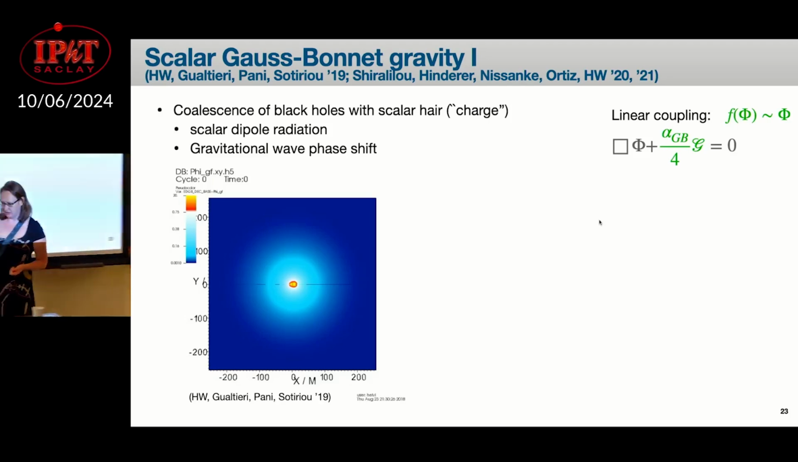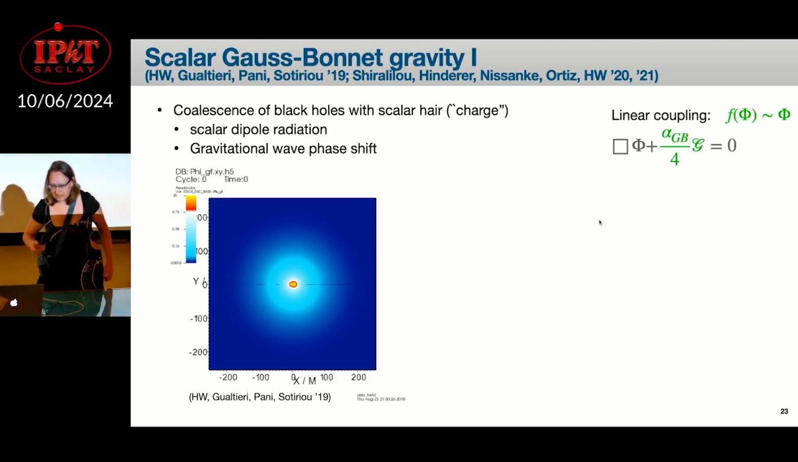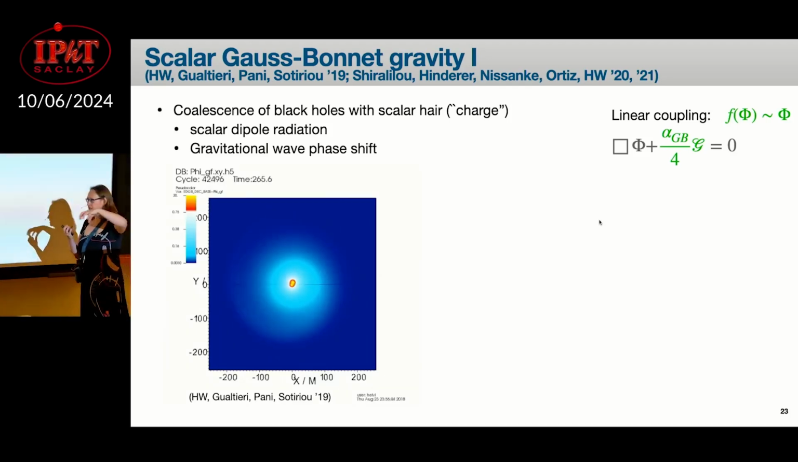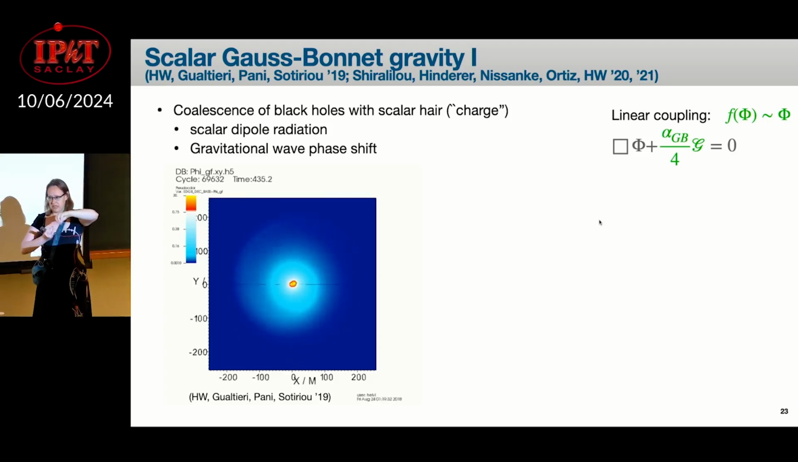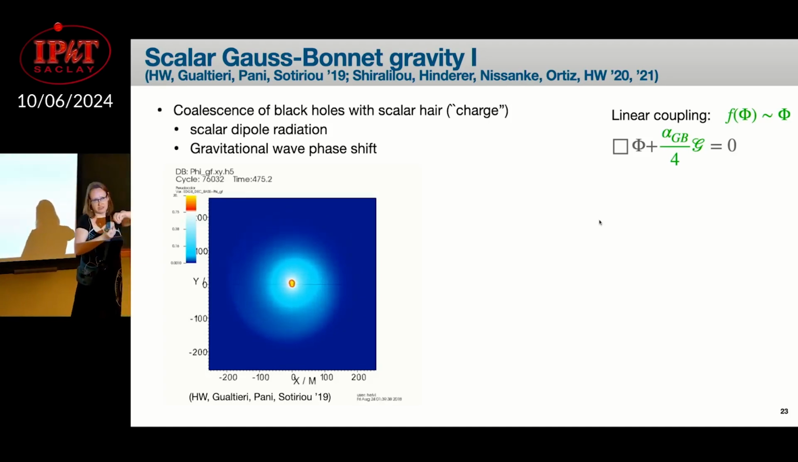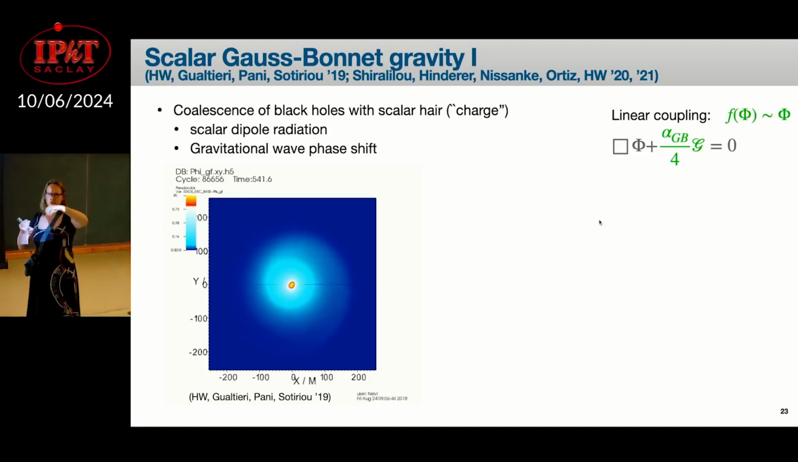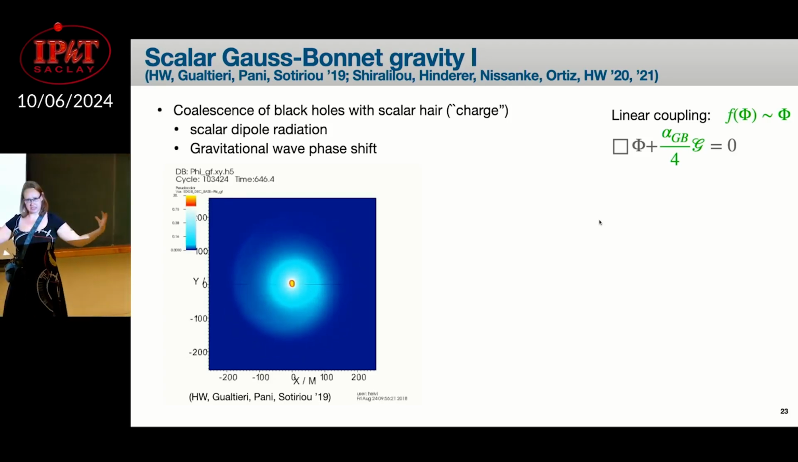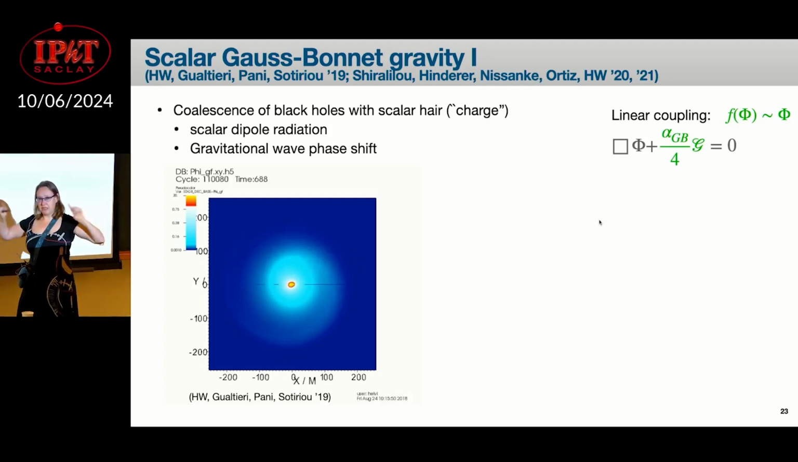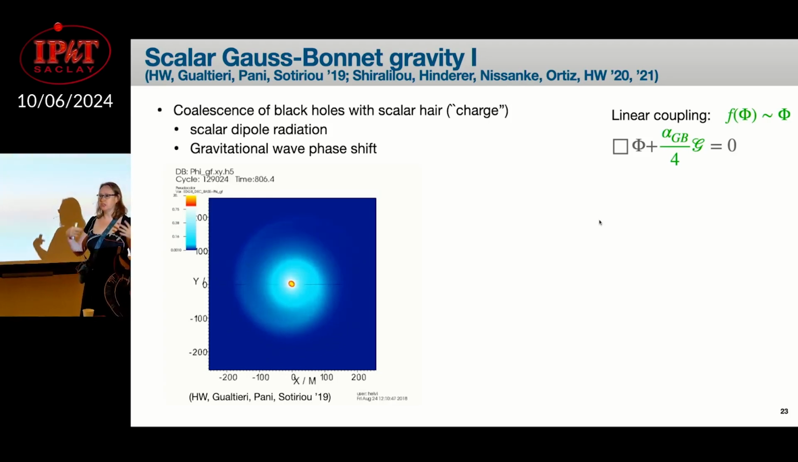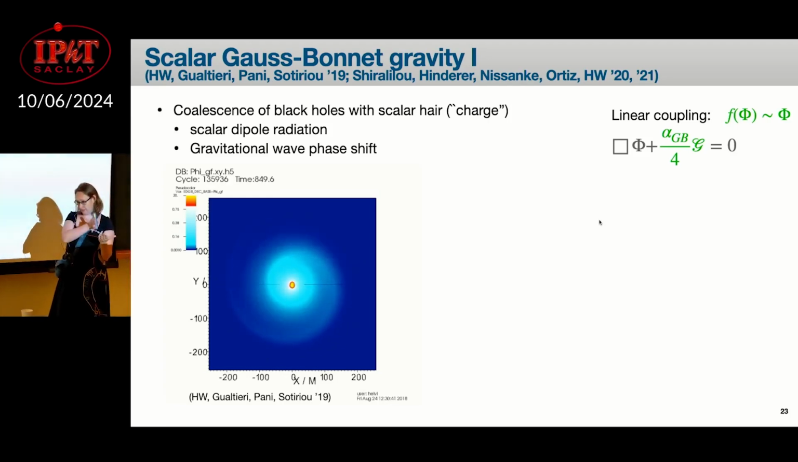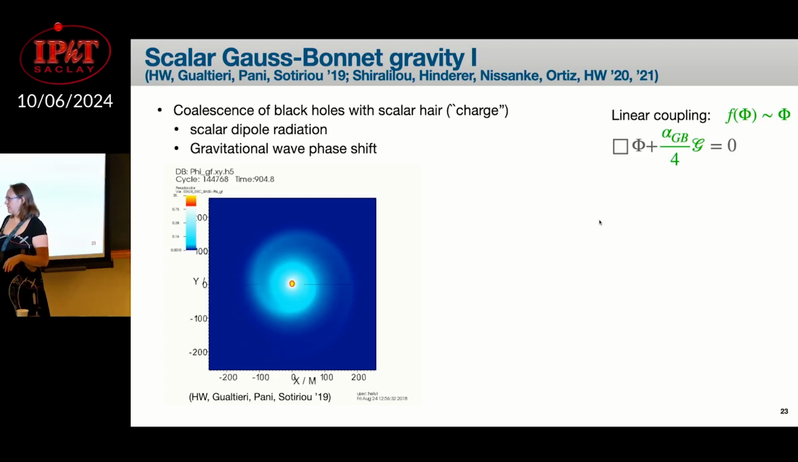Let me try to make this go. Here we go. So now we see these two scalar charges that are dragged along with our binary black holes in the background, orbiting around each other and slowly generating scalar dipole radiation. And as I described before, since we now have the scalar dipole radiation that carries energy away from our system, if it were to back react, it actually accelerates our inspiral and leads to a gravitational wave phase shift in the end.